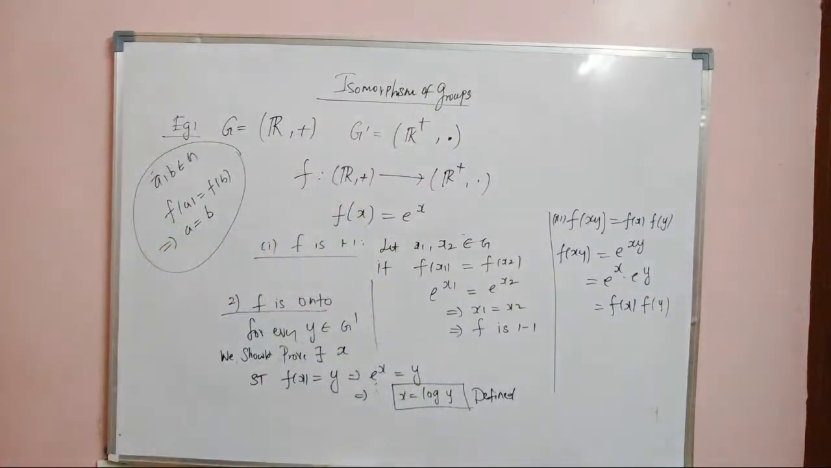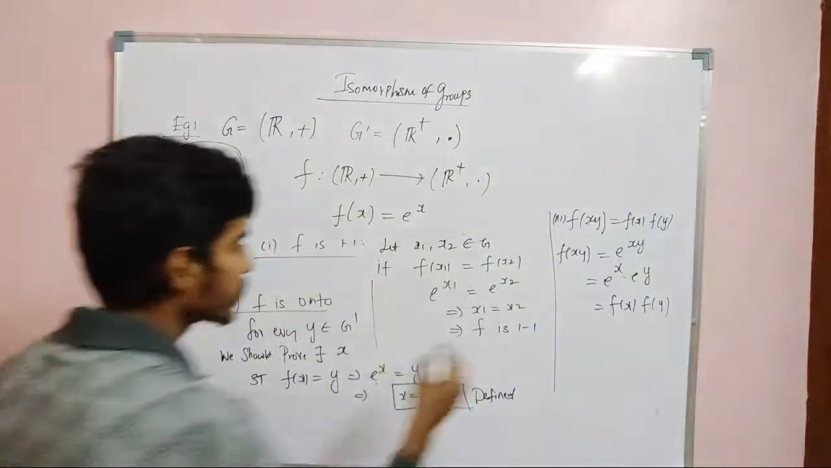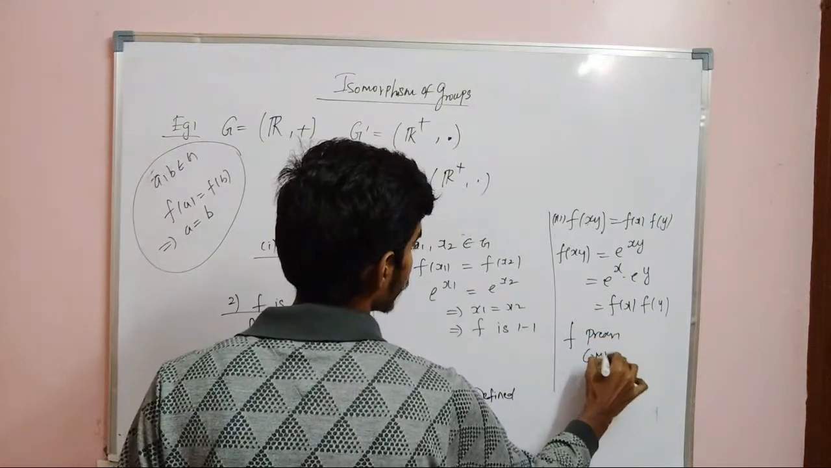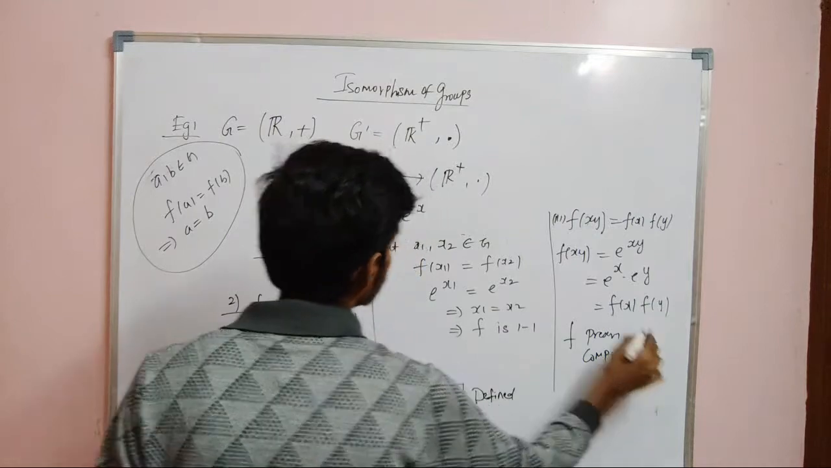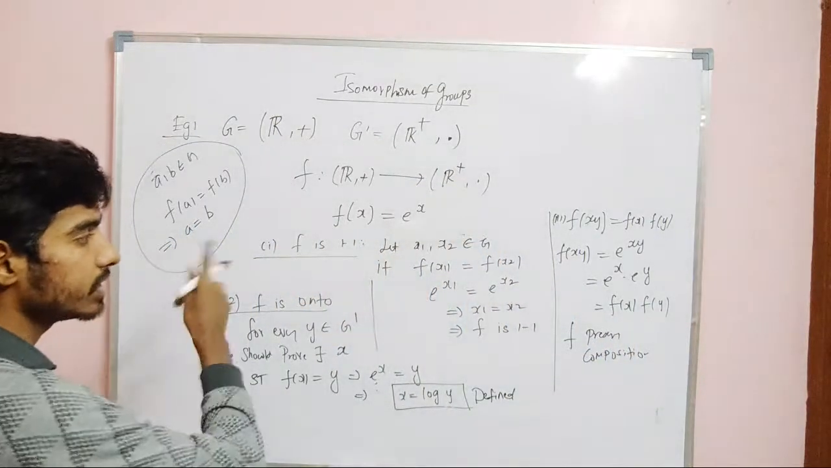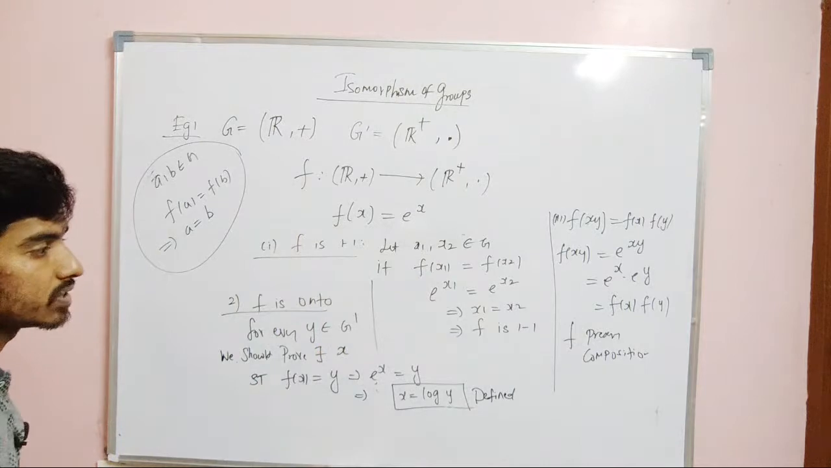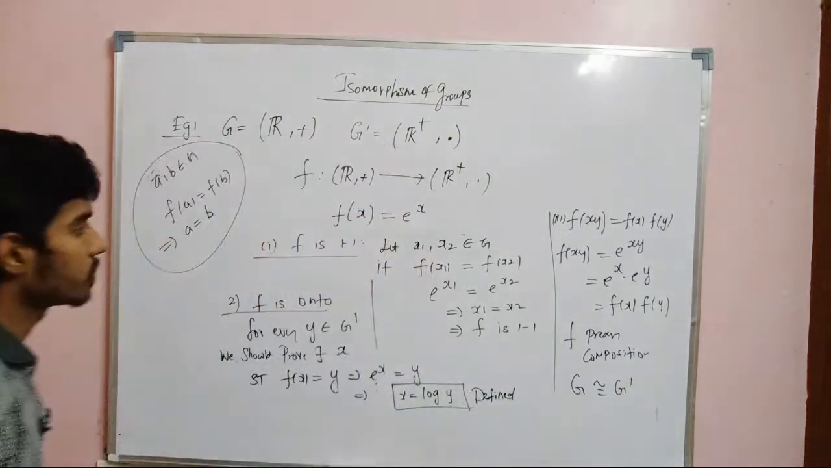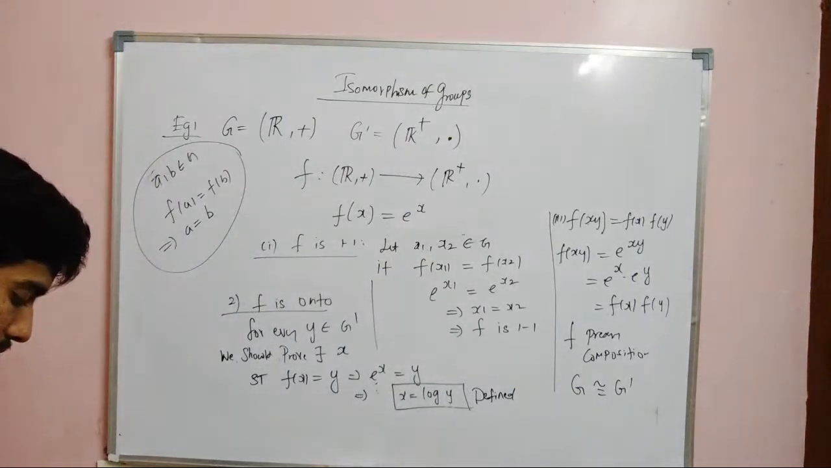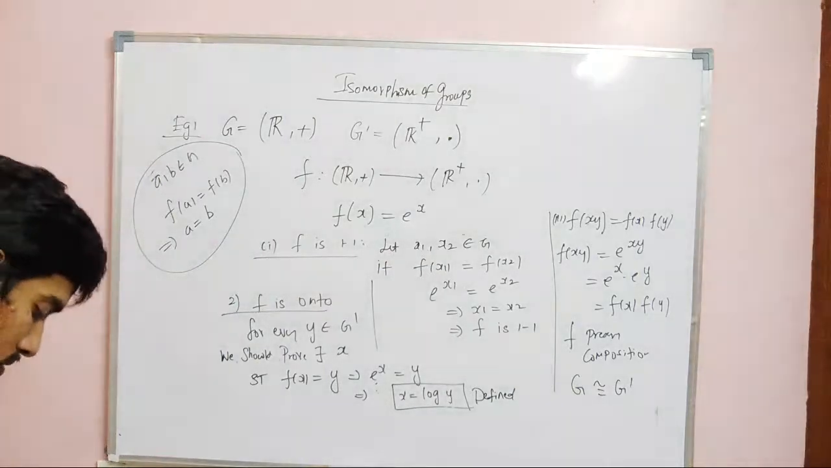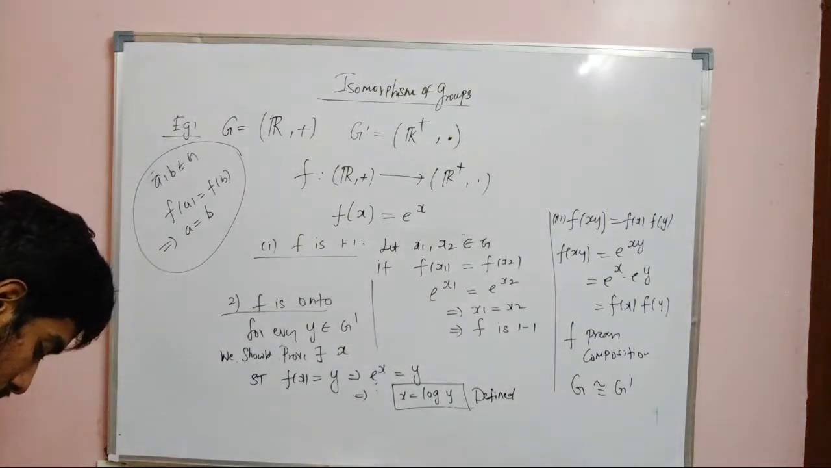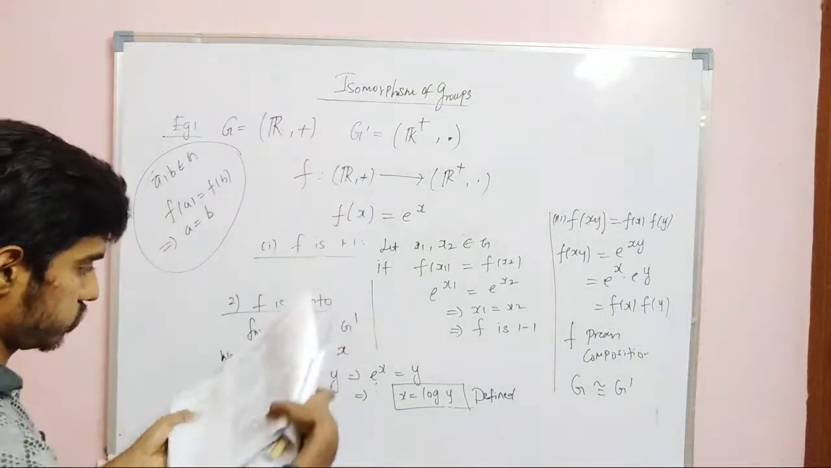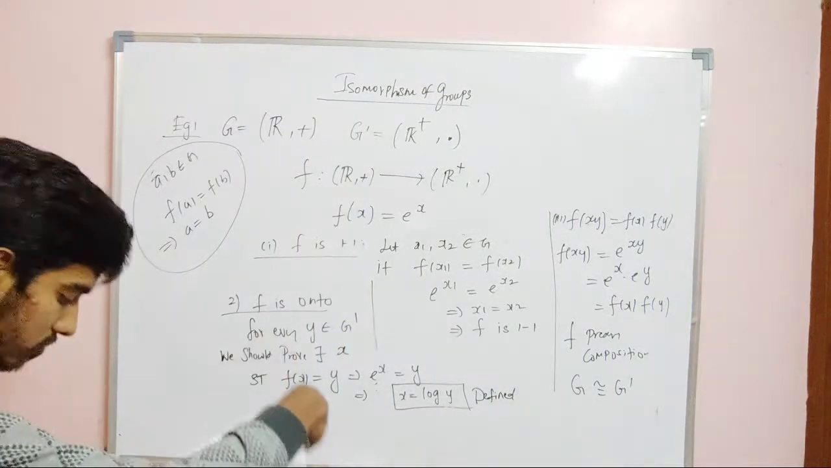So f preserves composition. So I have found a map f that is one-one, onto, and a homomorphism. Therefore G and G dash are isomorphic. This is the first example. So move on to the second example.